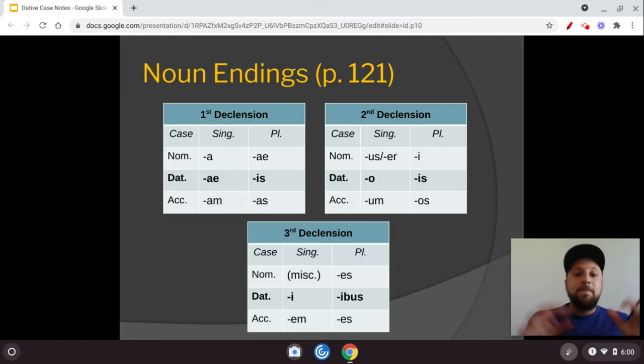Maybe not. All right. And so you see a lot of familiar endings here. We're used to endings like AM and UM and EM. And last stage we saw AS, OS, and ES for the accusative case. But notice which endings now will express a dative, singular or plural. In the singular, you have AE, O, and I for each of the declensions. Then you have IS or IBUS, which is pretty much exclusively plural, IBUS in the plural.